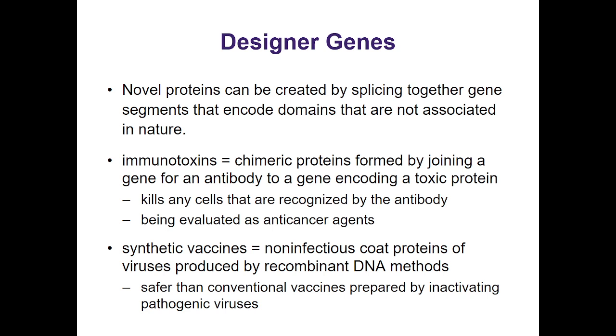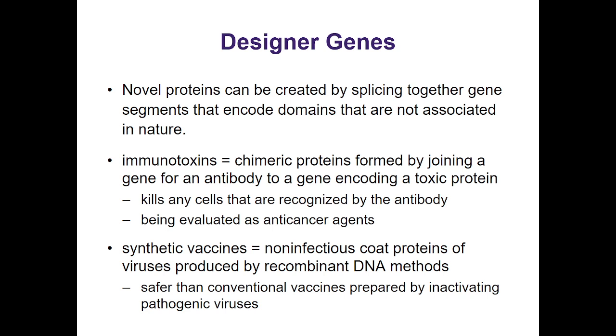The immunotoxins, these are going to be chimeric proteins that are formed by joining a gene for an antibody to a gene encoding a toxic protein. What these do is they're going to kill any cells that are recognized by the antibody. These are actually being evaluated as anti-cancer agents. One of the big reasons is because cancers tend to take in things that normal cells would not take in. Okay? And so you can actually target them quite nicely. And then send a death signal, which is what cancer doesn't do, right? It doesn't take on a death signal.